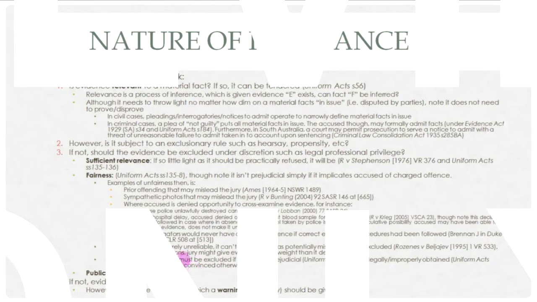Evidence in criminal trial must be excluded if it is unfairly prejudicial, that's Uniform Act section 137, or illegally or improperly obtained, that's Uniform Act section 138, unless the court can be convinced otherwise. Then you've got public policy, which we'll talk about on the next slide. However, if not, so if it's not under one of these descriptions, then evidence is now admissible. However, it will be evidence for which a warning to the jury should be given. So that's the last question asked. But we'll go back to public policy.